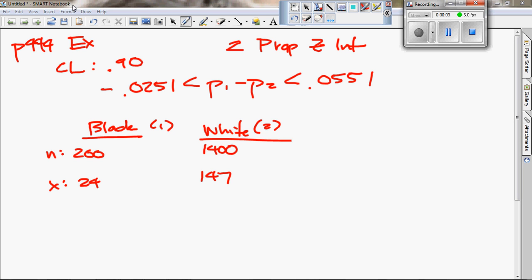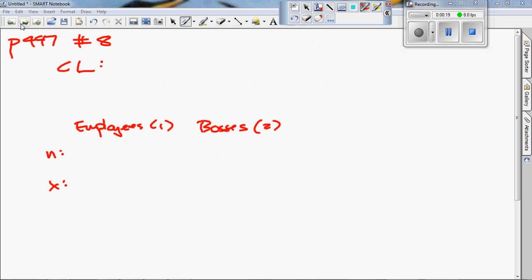Alright, now we're on page 447. We're going to do a couple of the problems for page 447, and then you'll be able to work on the odd number problems once I finish those problems from page 447. So we're going to start with number 8 on page 447.